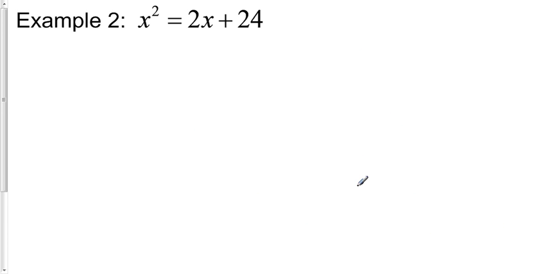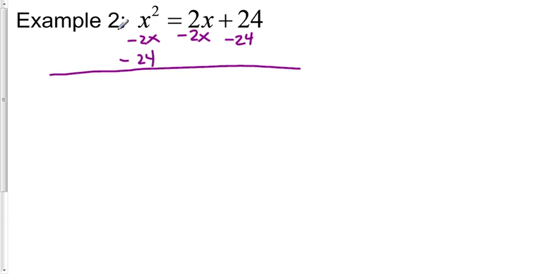Let's try this one. I want to solve for x. x squared equals 2x plus 24. Before we begin, I need to make sure that the equation is set equal to 0. And I'm also going to put it in standard form here. So I'm going to subtract 2x on each side, and I'm also going to subtract 24 on each side. So my new equation, here are the three terms: x squared minus 2x minus 24 equals 0. On the right side, I've canceled these out, and so I get 0.